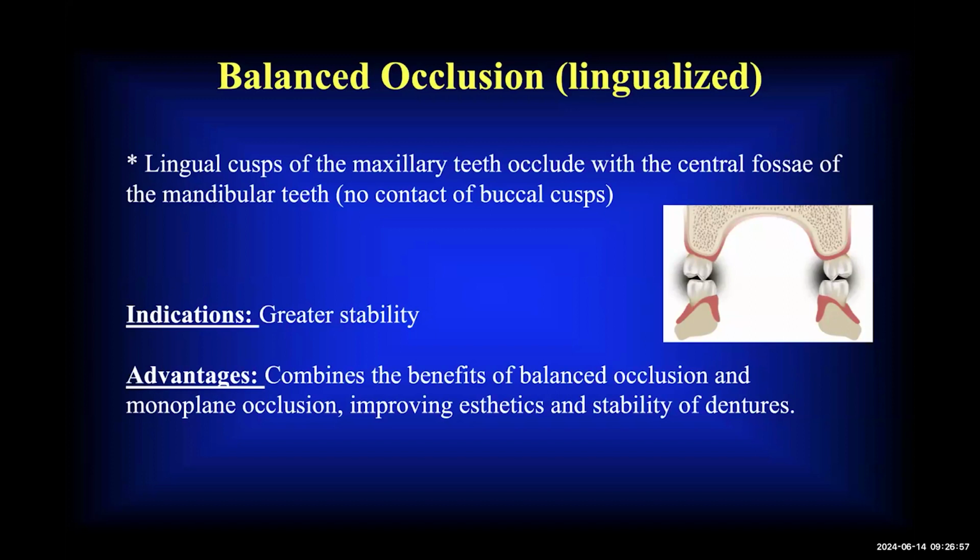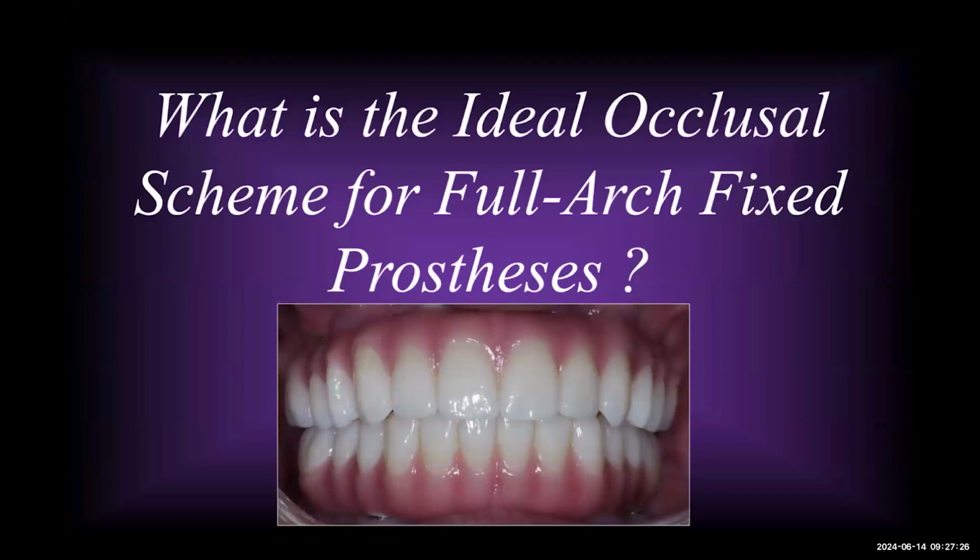And what it is basically, the lingual cusps of the maxillary teeth contact in the central fossa of monoplane mandibular teeth. So usually we're using 33-degree teeth on the maxilla and 0-degree monoplane on the lower. And basically this improves aesthetics, stability, and it gives us the benefits of that balanced occlusion. And like I said, we'll be talking about that more at session 4.